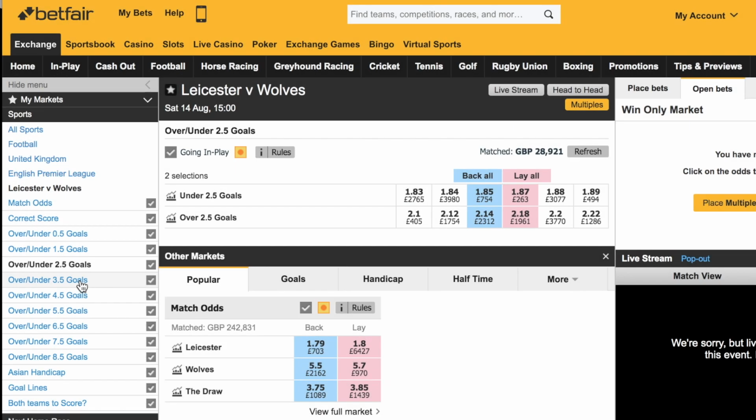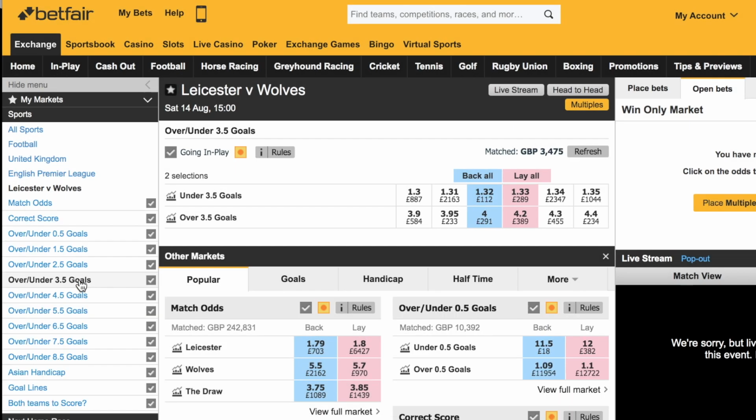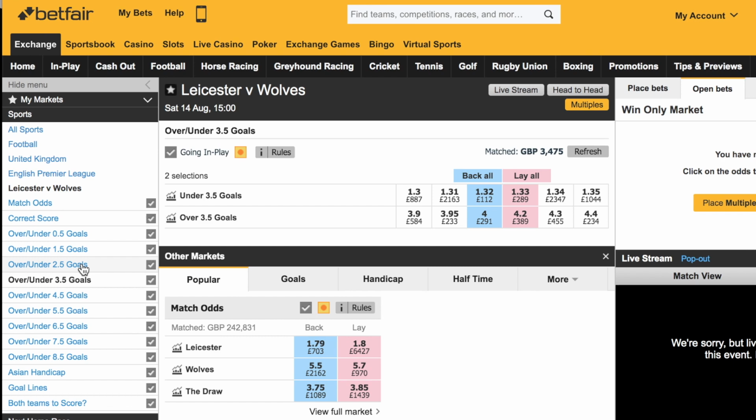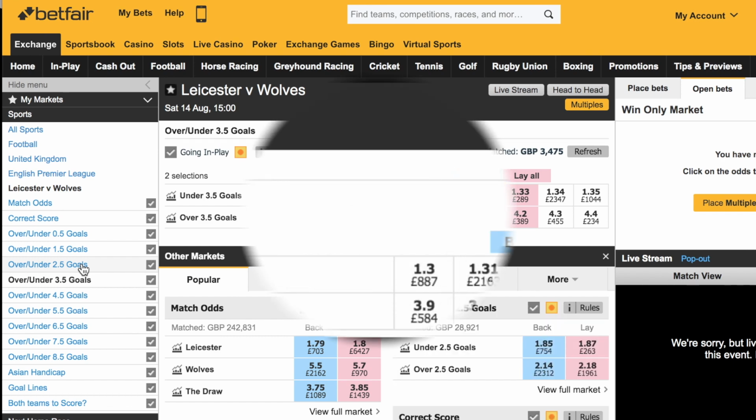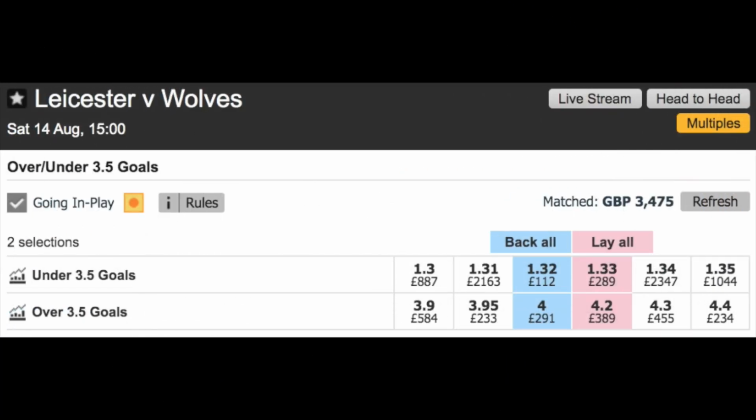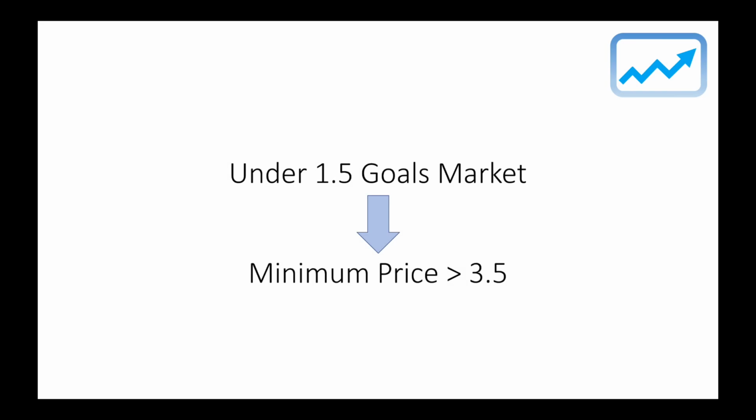And then in the under 3.5 goals market, we get a price of 1.32, which of course is very poor value and a price at which you would not want to back. Now the implication here is that the market believes that there will be less than 3.5 goals scored in the match. So therefore, they don't want to pay out on an event that the market believes there is a strong probability of occurring. So here are my rules for starting prices for the three types of unders goal markets.